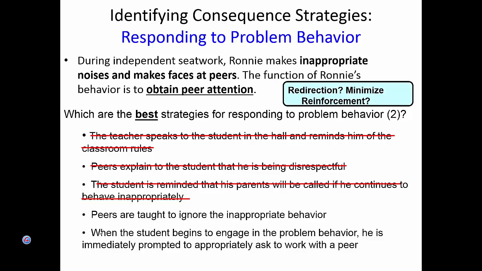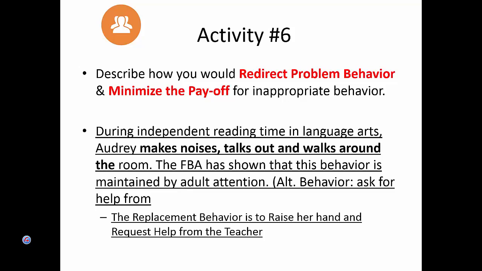Peers are taught to ignore the inappropriate behavior. That's a good strategy for minimizing reinforcement. We would also conversely want to make sure the peers are taught to give lots of peer attention when Ronnie's engaging in appropriate behaviors. And finally, when the student begins to engage in the problem behavior, he is immediately prompted to appropriately ask to work with the peer, and that is our redirection strategy at the first signs. Redirect to the alternative replacement behavior.